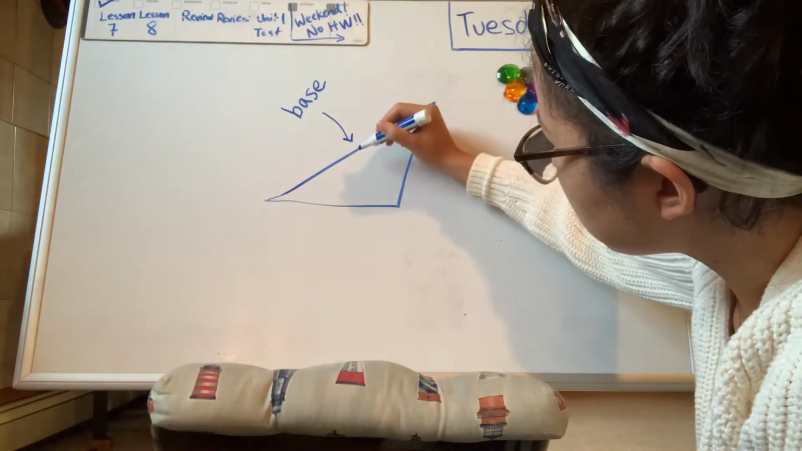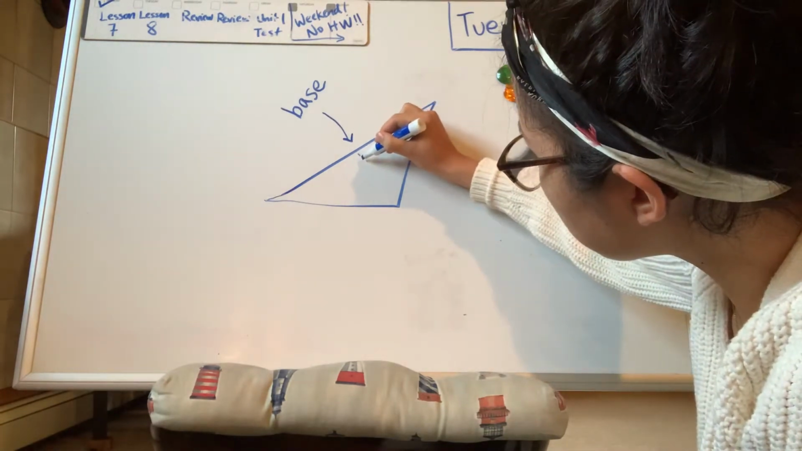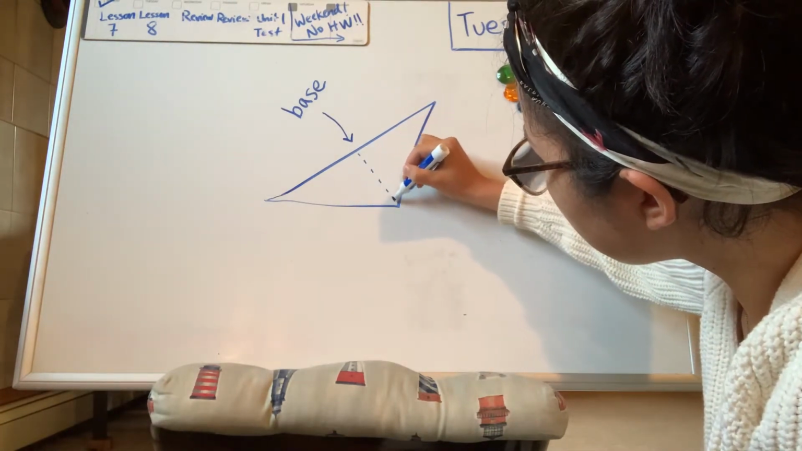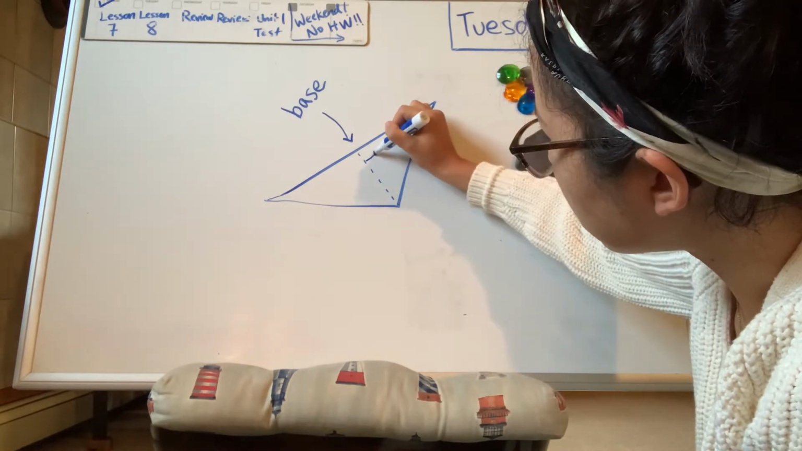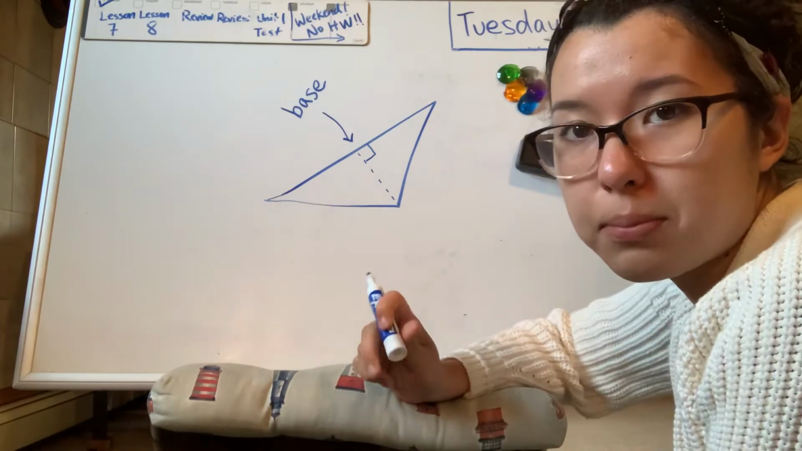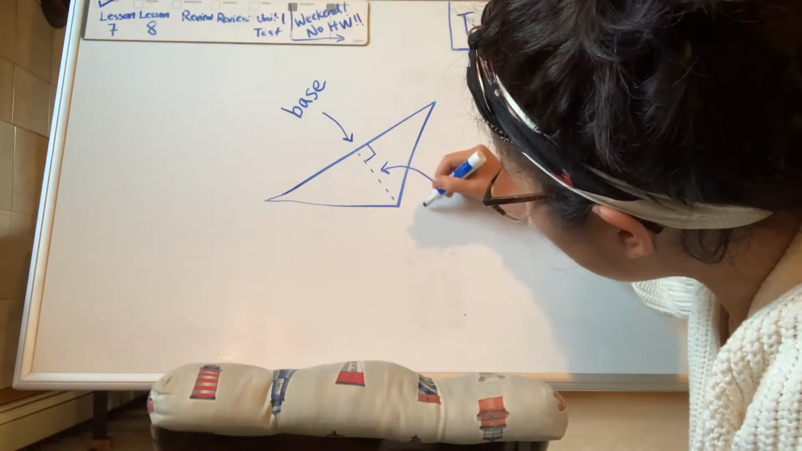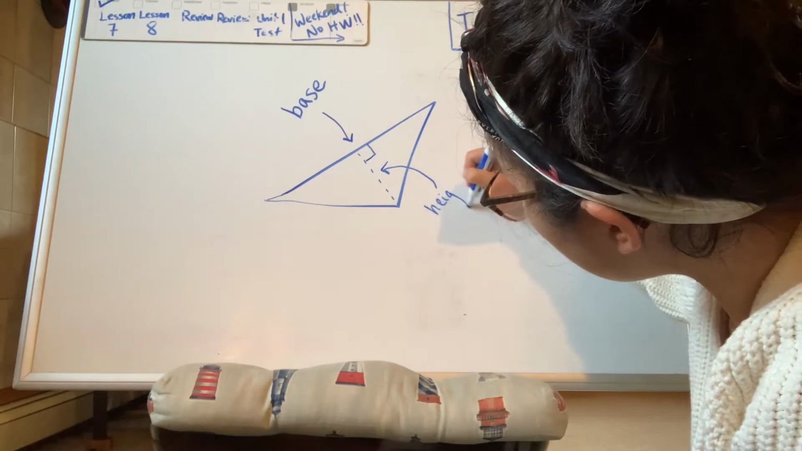Our line, which represents height, should be perpendicular to the base. So let's sketch that in now. I'm going to mark a right angle here to show that I've created a line that is perpendicular to the base. All right, so now we've got our base and we've got our height. Excellent.